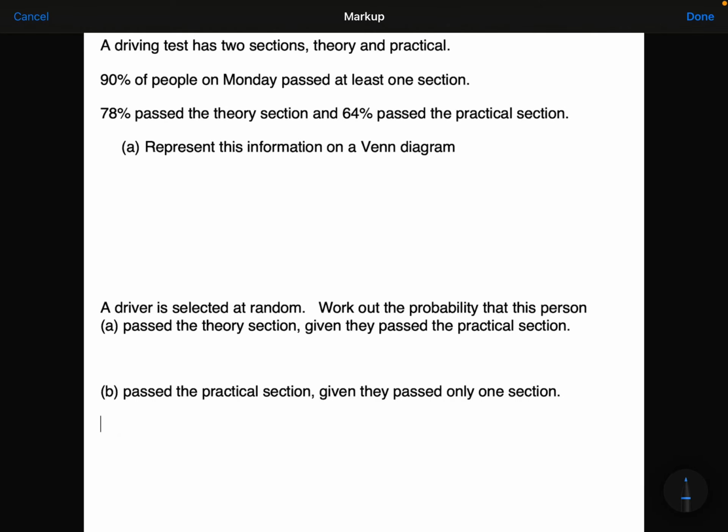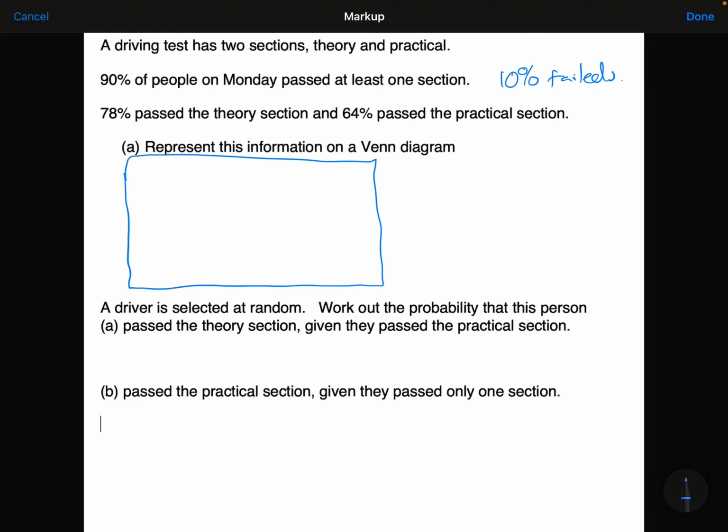A driving test has two sections, theory and practical. 90% of the people on Monday passed at least one section. So straight away I'm thinking that means 10% failed both sections. 78% of people passed the theory section and 64% of people passed the practical section. And I want to represent this information on a Venn diagram.